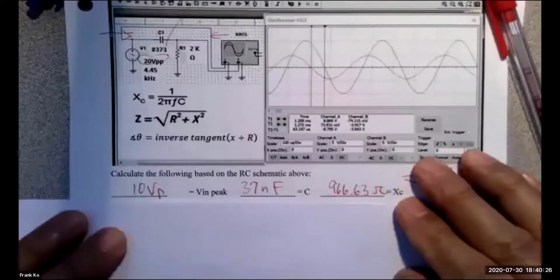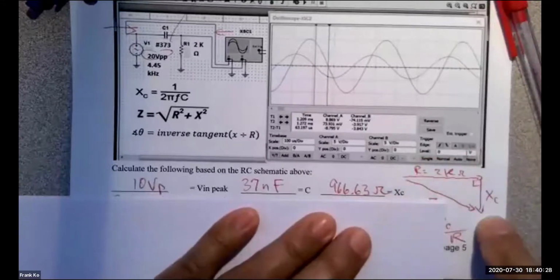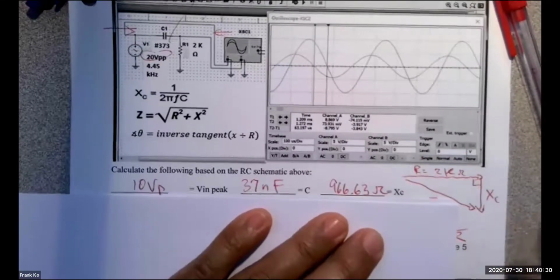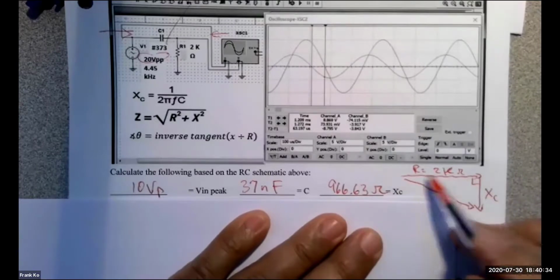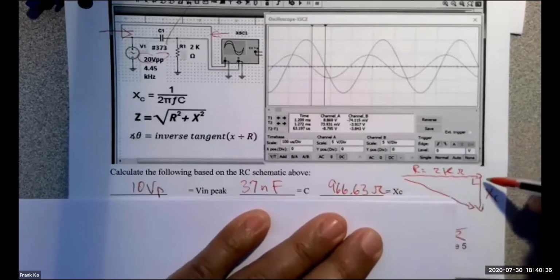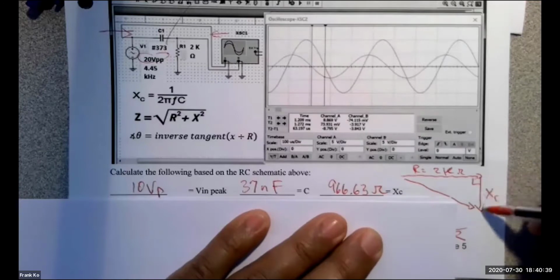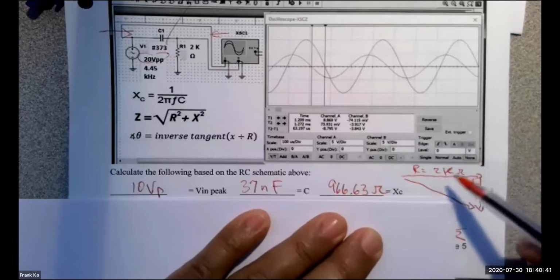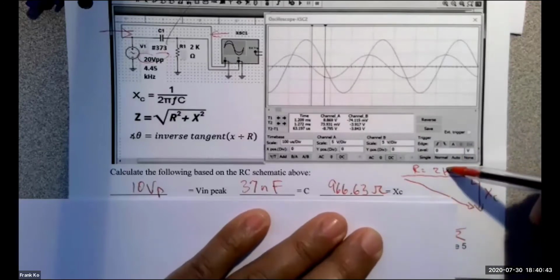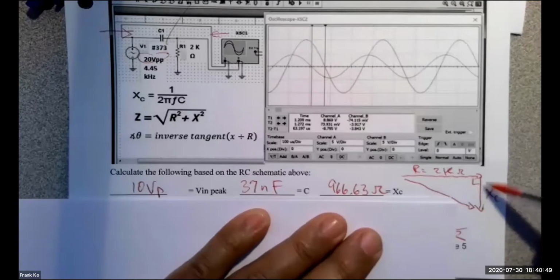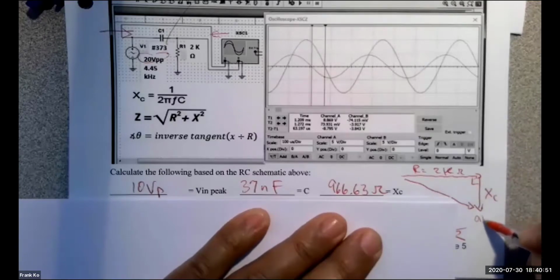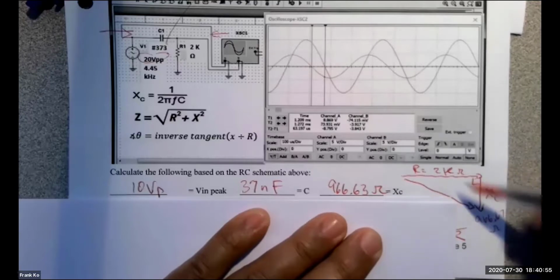So we would have a right triangle, and the right triangle looks like this. On the horizontal, phasor, resistor at 2 k ohms, on the vertical phasor, X sub C pointing down. These are 2 ohmic quantities. I have 2 k ohms here, and I've got 966.67 ohms on this phasor coming down here. So 966.67 ohms.